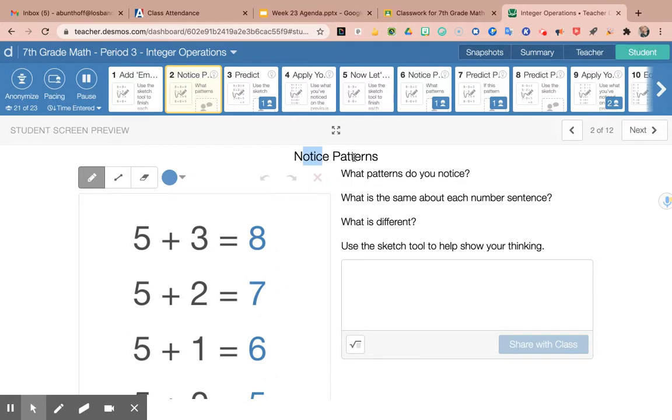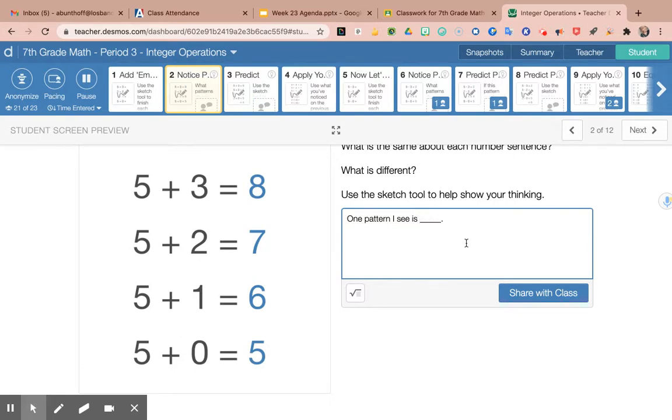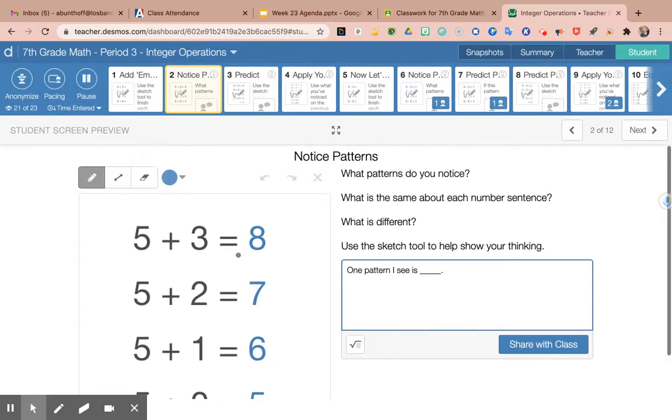On number 2, it says notice patterns. So what pattern do you notice? So looking at these number sentences, what is a pattern you see? So you can start your sentence with one pattern I see is, a pattern that you see or notice.